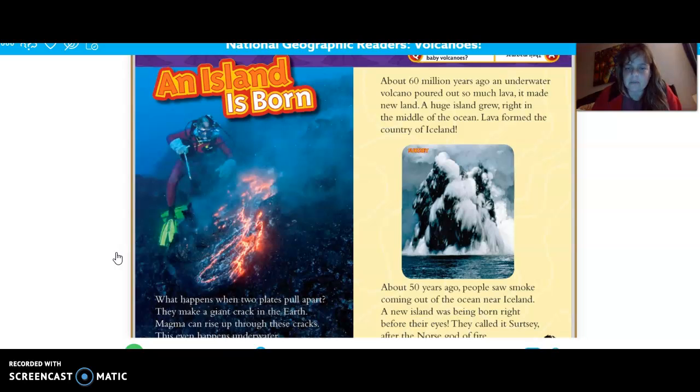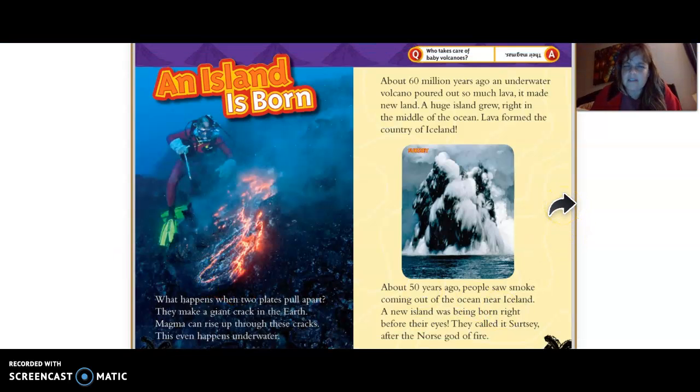About 50 years ago, people saw smoke coming out of the ocean near Iceland. A new island was being born right before their eyes. They called it Surtsey, after the Norse god of fire. Okay, so that kind of sounds like cause and effect so far. Because the plates cracked open, the magma came up through it, and an underwater volcano poured out lava. So that sounds like a cause and effect.